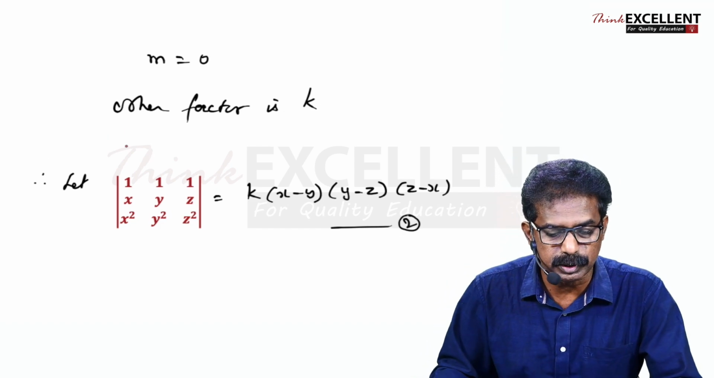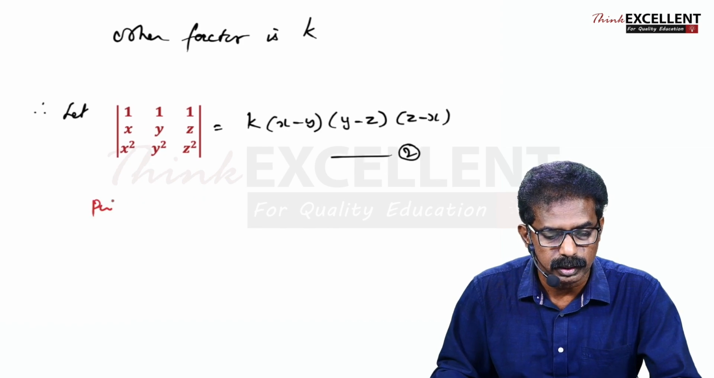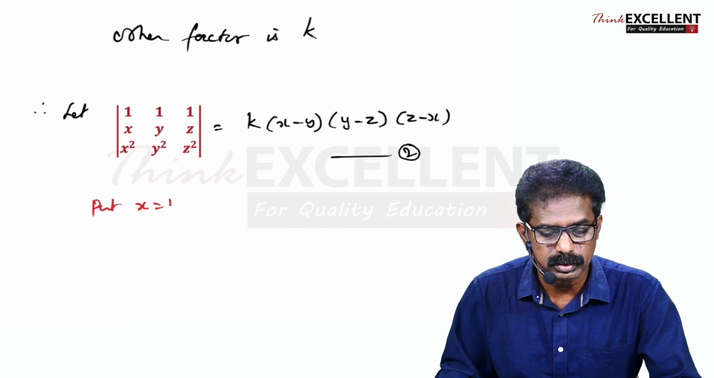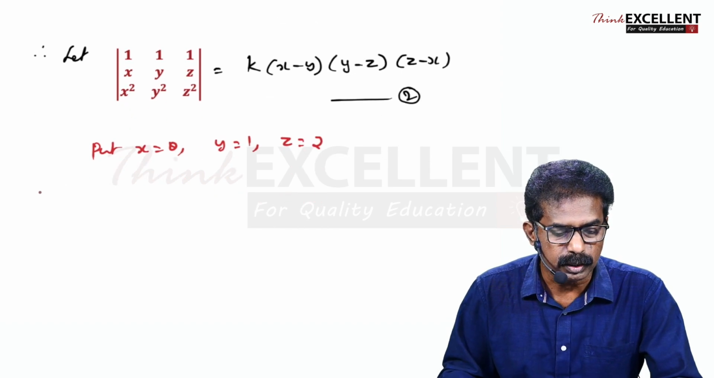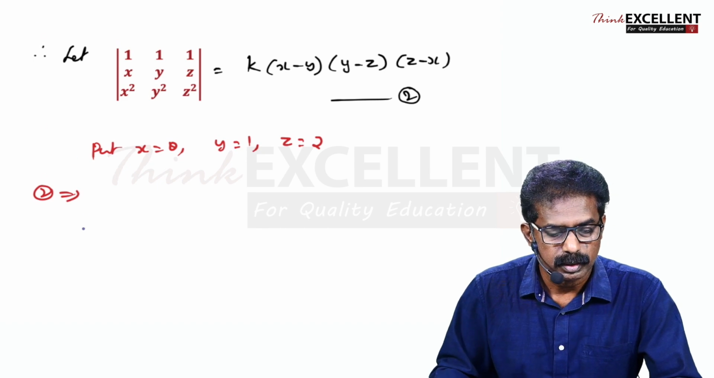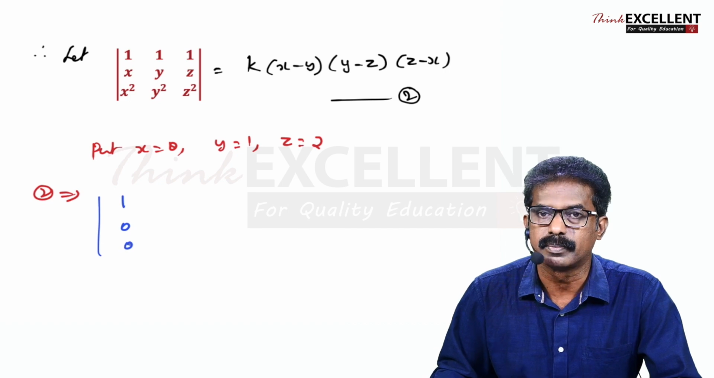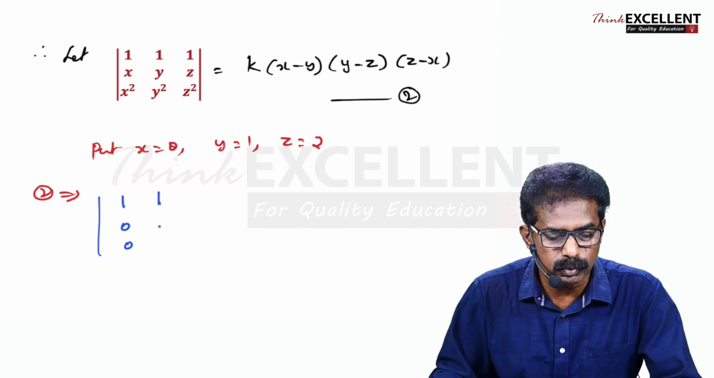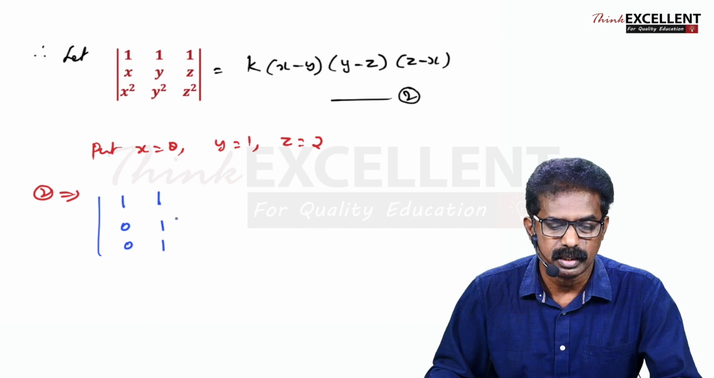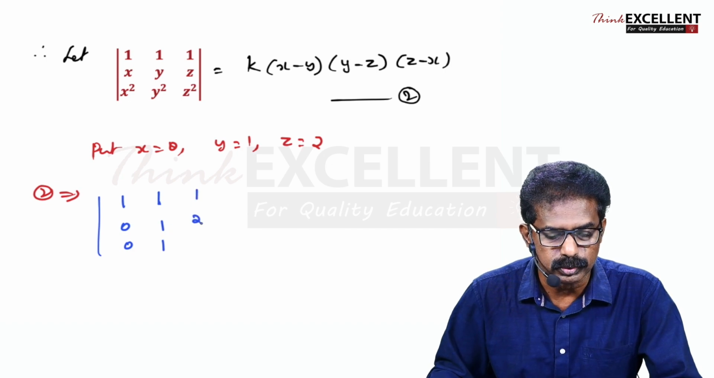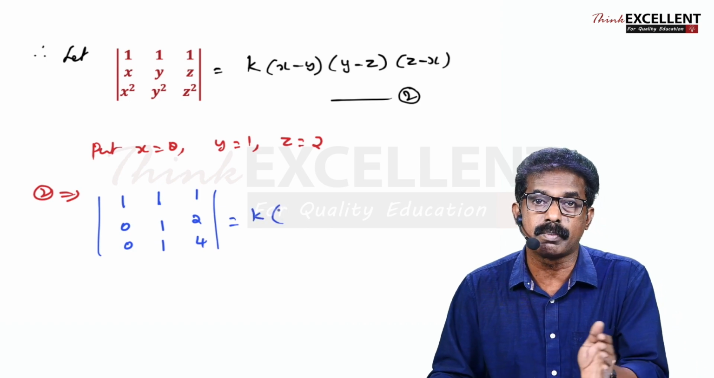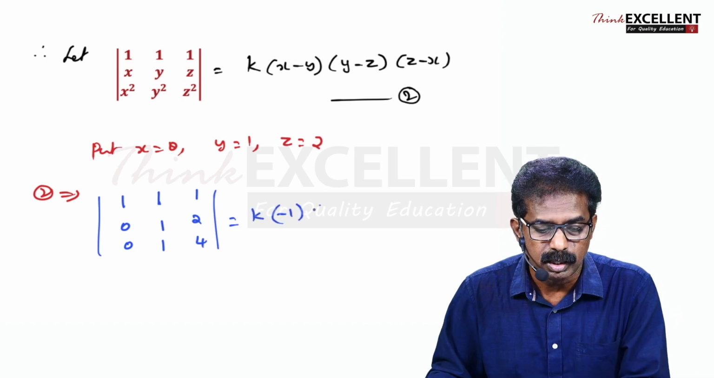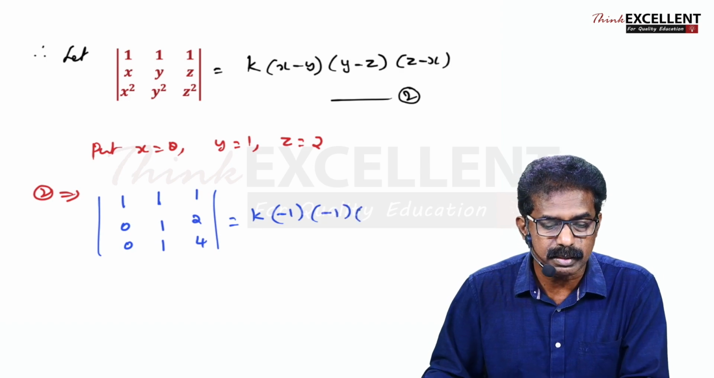See that for that, what substitution, like the previous question, you put x equal to 0, y equal to 1, z equal to 2. When you substitute, equation 2 becomes: first column 1, x value 0, 0 square. Second column 1, y value 1, y square, 1 square is 1 only. Third column 1, z value 2, z square, 2 square is 4. Equal to, right side also substitute, k into x minus y, 0 minus 1, minus 1, y minus z, minus 1, z minus x, 2.